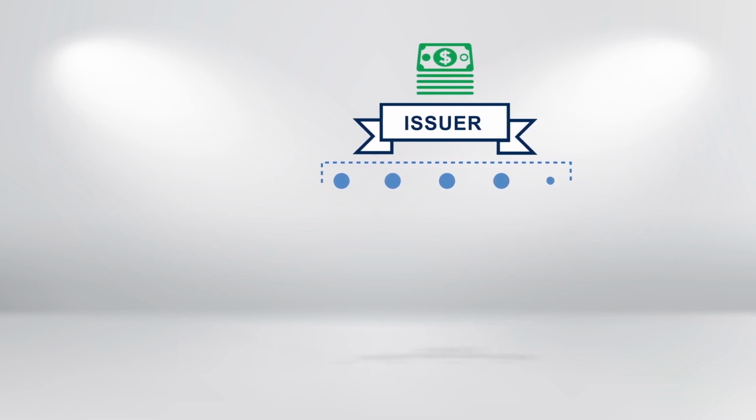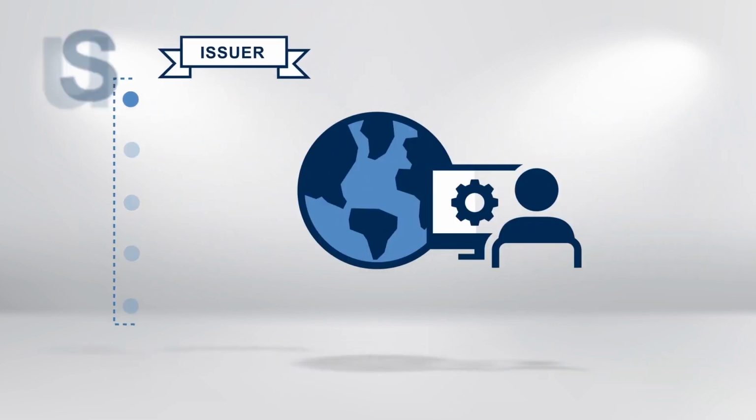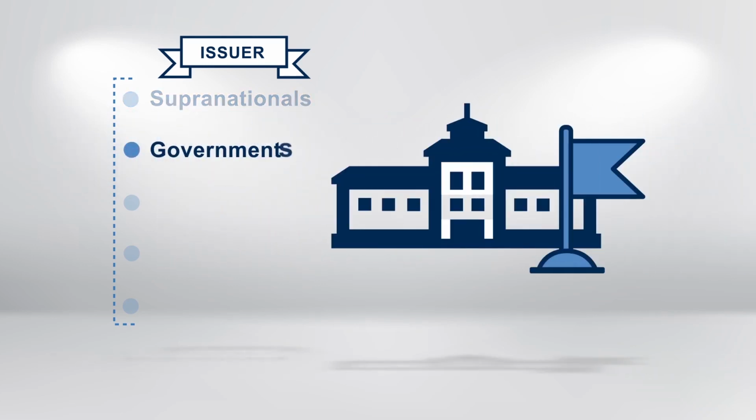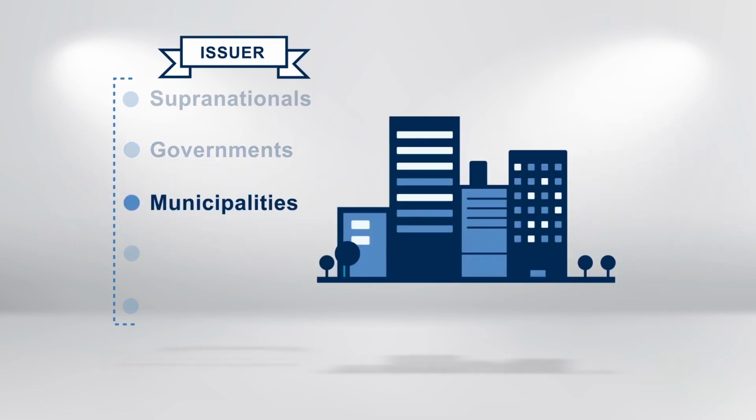Issuers are typically divided into categories that are defined by their governance structure. These are supranationals, for example, the World Bank and the European Development Bank. Governments, for example, Germany, Brazil, and Russia. Municipalities, for example, the city of Buenos Aires.